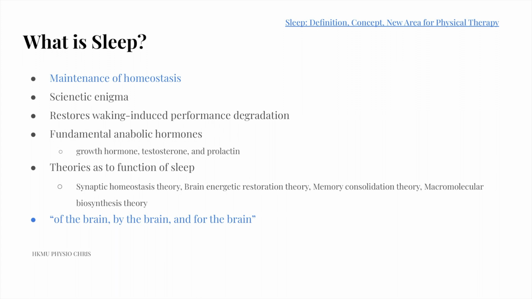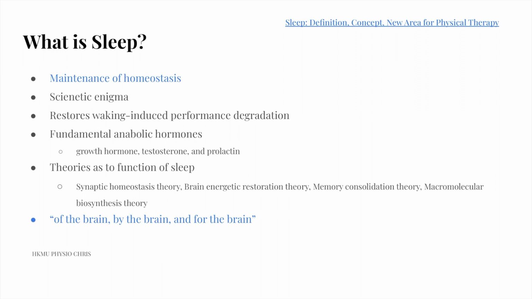Sleep serves an immune function, reduces caloric usage, restores brain energy stores, and a glymphatic function, restores waking-induced performance degradation, and may also serve a neuronal glial connectivity function. In addition, we have many investigations on this active process, providing daily restoration due to the production of fundamental anabolic hormones involved in cellular growth and regeneration, such as growth hormone, testosterone, and prolactin.